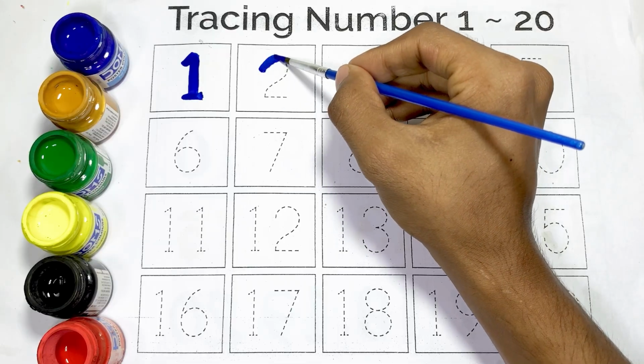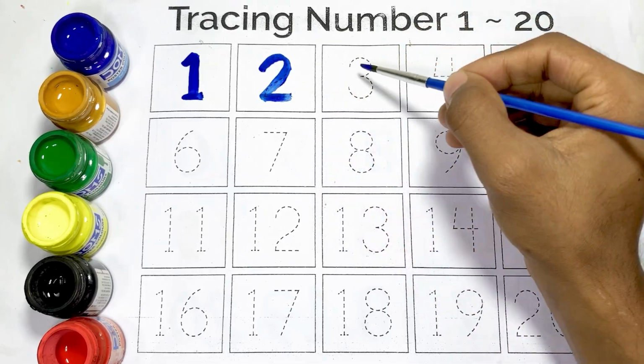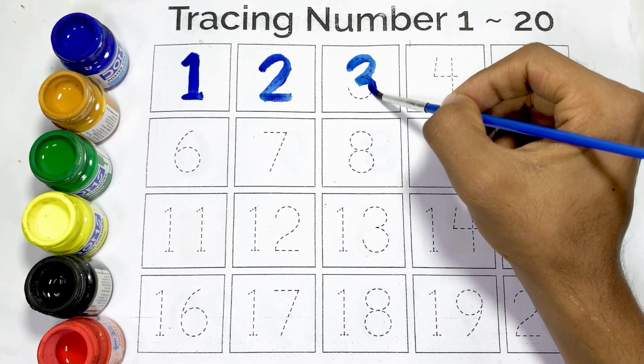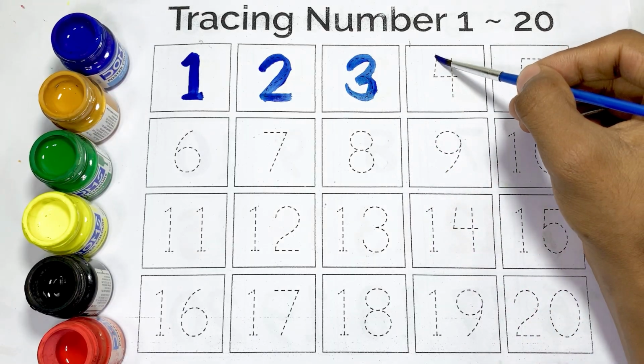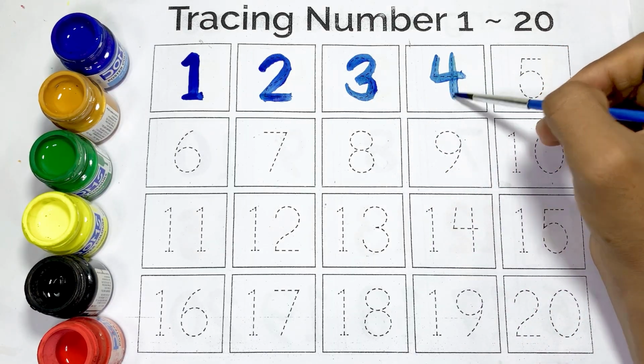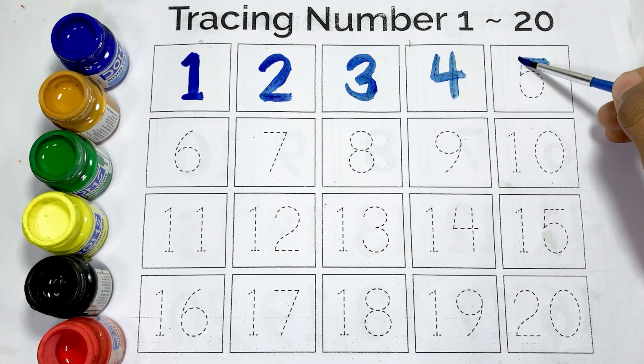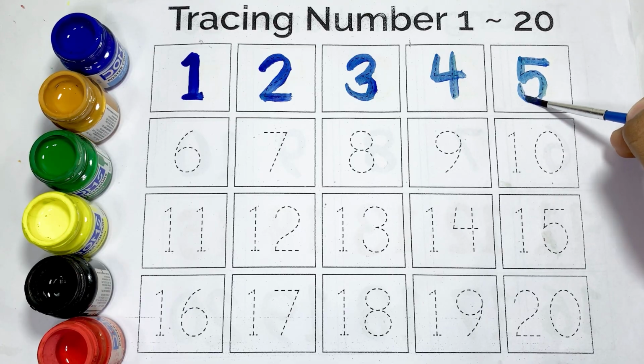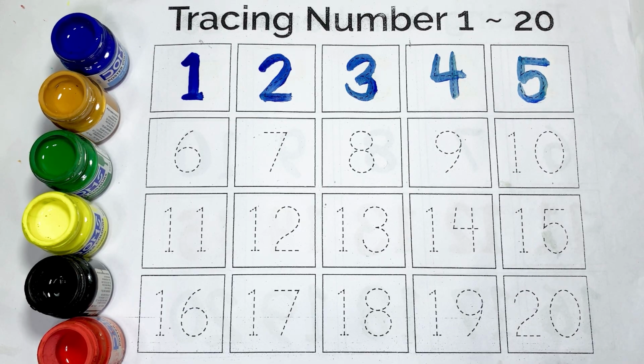1, 2, 3, 4, 5. Kids, now you draw 6 and use yellow ochre color.